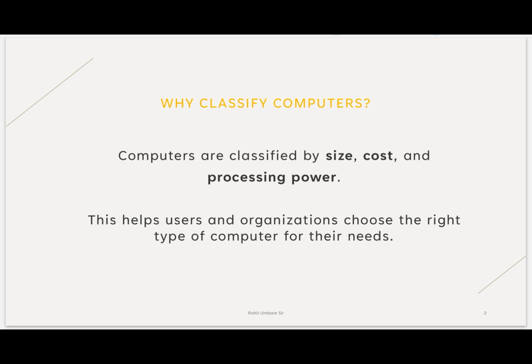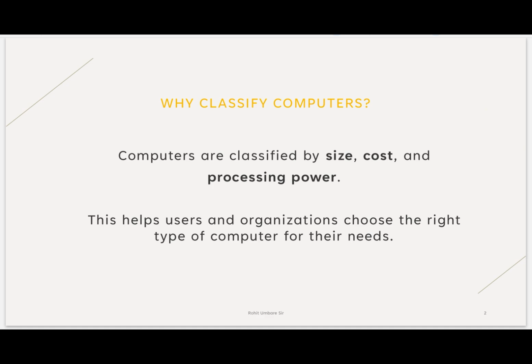In the same way, computers are also defined on size, cost, and processing power. This helps users choose the right type of computer for their need. If I need a small computer for daily use, I will buy a low-level one, correct? Meaning minimum RAM, minimum space. But if I am a gamer, then I will take a computer with more data capacity, because games are heavy, correct? More RAM, like that.